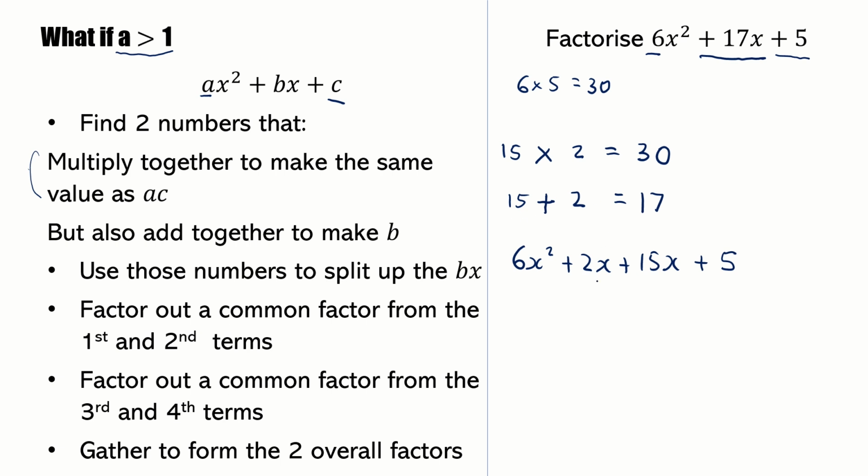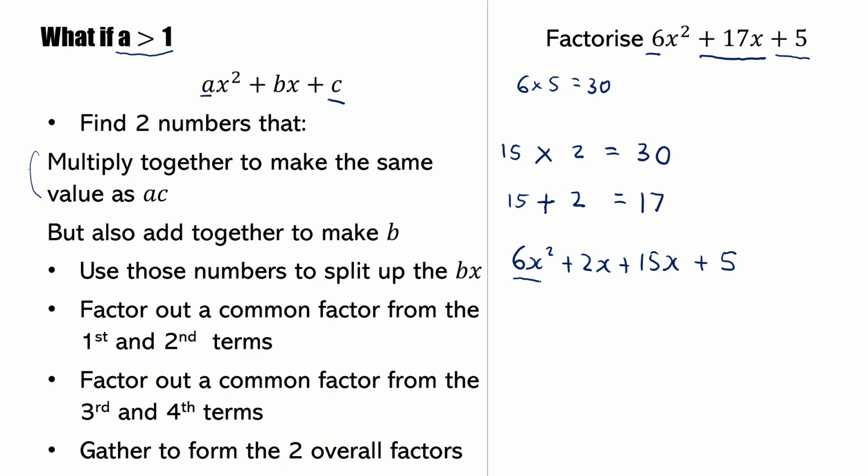Now I've chosen to write it as the 2x first, followed by the 15x. You could write it the other way around. You'll still get the correct answer in the end, but it just means your next couple of steps will look slightly different in the meantime. Okay, once you've done that, what we're going to do is treat these four terms that we now have as kind of like two pairs.